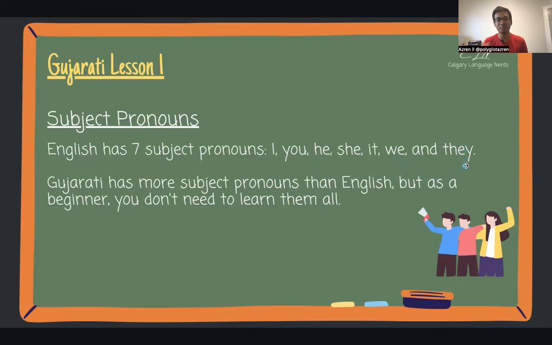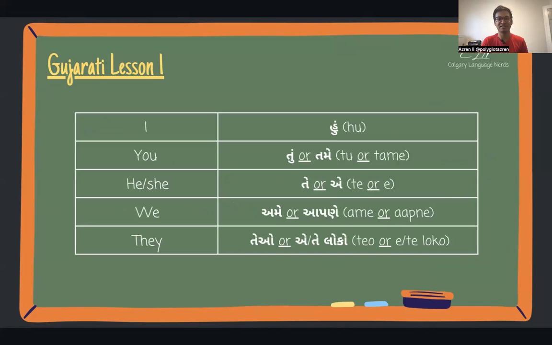We could get a little bit deeper into these subject pronouns, and there are technically sentences in English that don't have these words, but we're going to leave that aside for now. For the time being, you just need to know that English has 7 subject pronouns: I, you, he, she, it, we, and they. These are words that could be replaced by someone's name, or possibly multiple people's names in the case of they. Now, Gujarati has more subject pronouns than English, but as a beginner learner, you definitely don't need to know them all. You only need to know these ones.